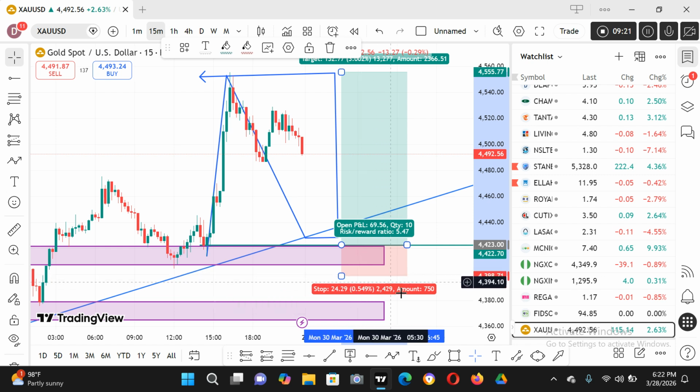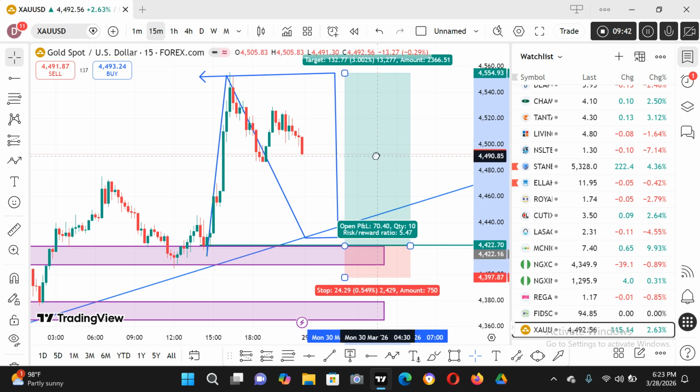So my stop loss is going to be here, at 4,398.71, while my entry is going to be 4,422.70. This will be my entry, guys. I think that's it. My entry is going to be here.